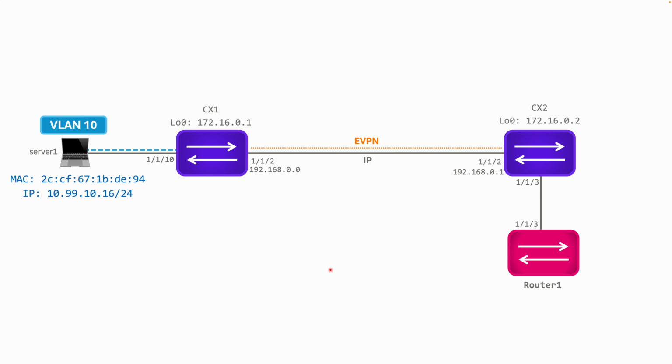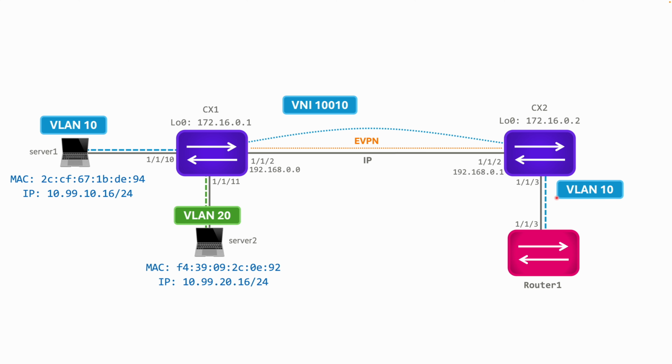I'm still using server 1, and that's still going to be in VLAN 10, and I'm still mapping VLAN 10 to VNI 10,010. That broadcast domain is going to be allowed on this trunk between 1/1/3, between CX2 and router 1, and that's the standard .1Q link there, so a trunk. Also, I'm going to add in a new VLAN, VLAN 20, because we want to do some inter-subnet traffic, some routing on router 1 to prove that this works.